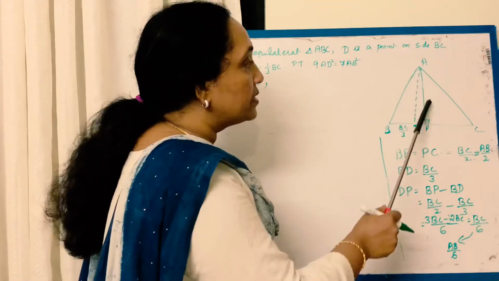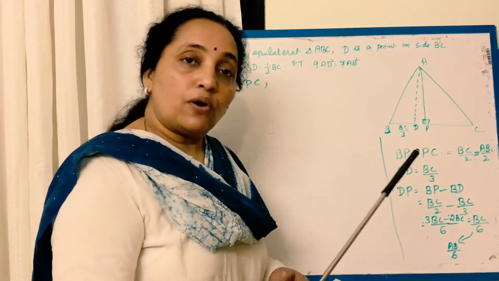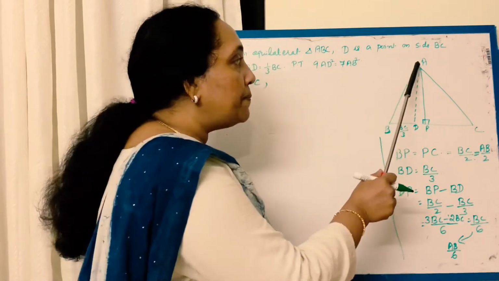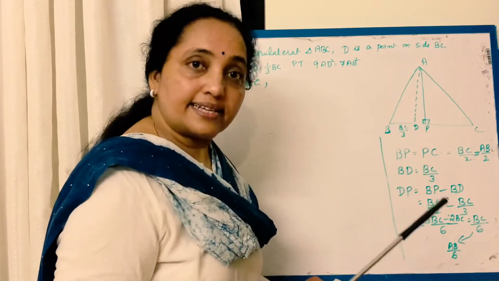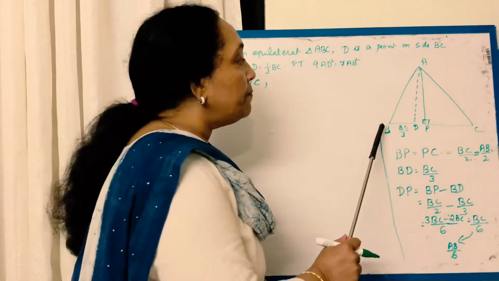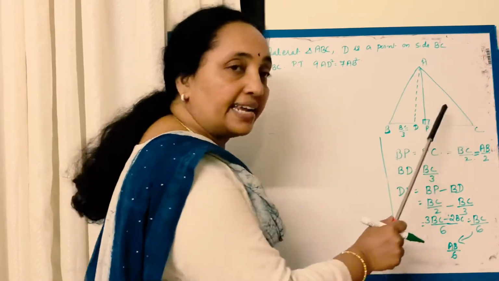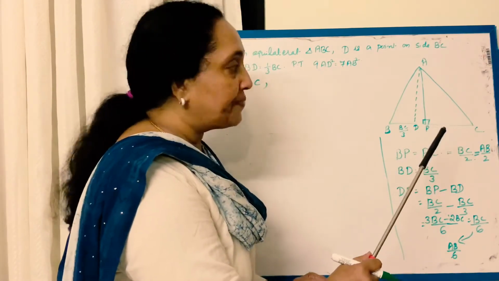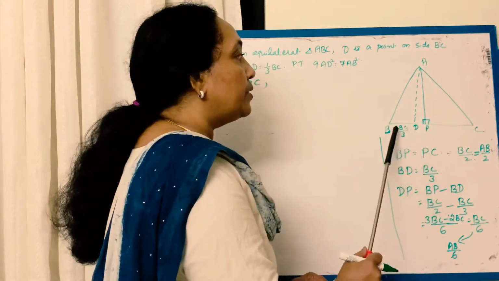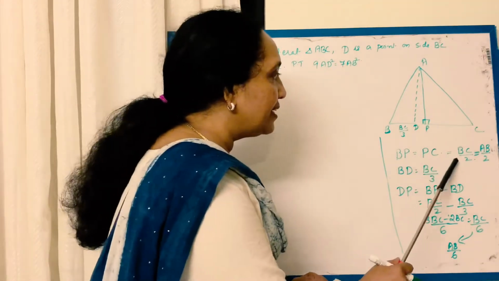That means AP is the altitude of the equilateral triangle ABC. The altitude of an equilateral triangle is also its median. That means AP is the altitude as well as its median, so P is the midpoint of the side BC. P is the midpoint of BC means you can write that BP and PC are equal. That means PC is equal to BC by 2 or BP is equal to BC by 2. I have written it here.